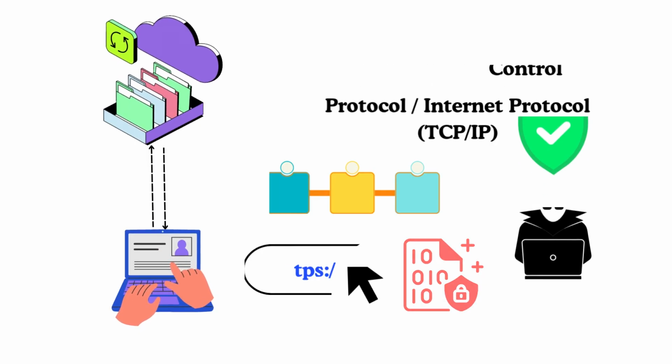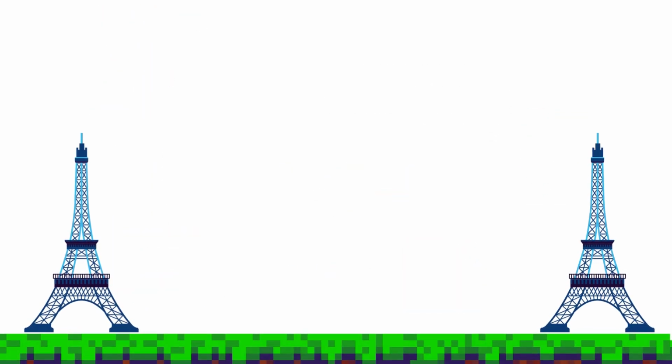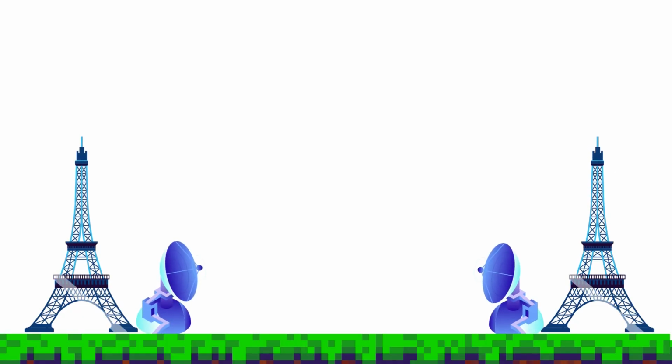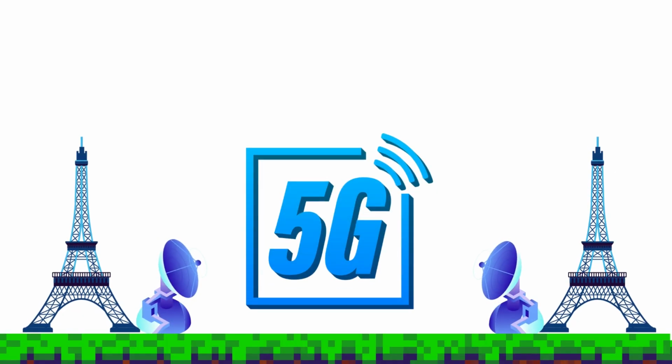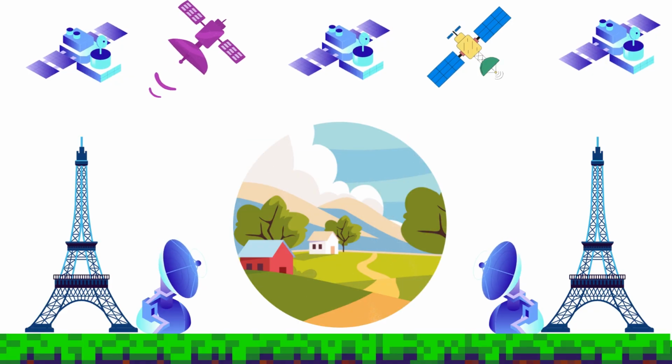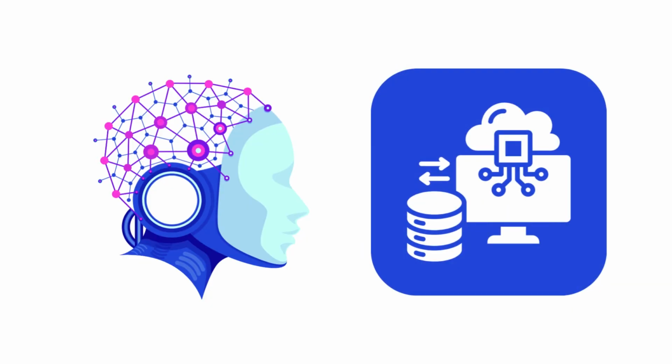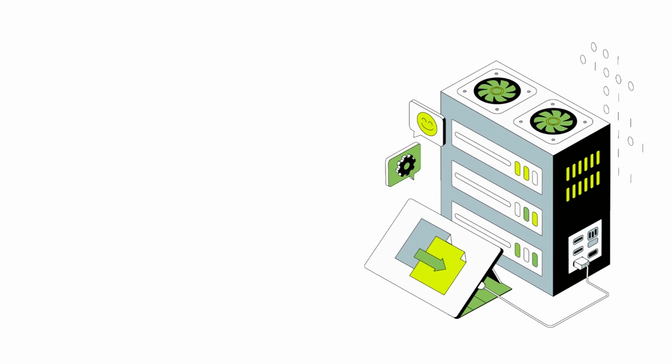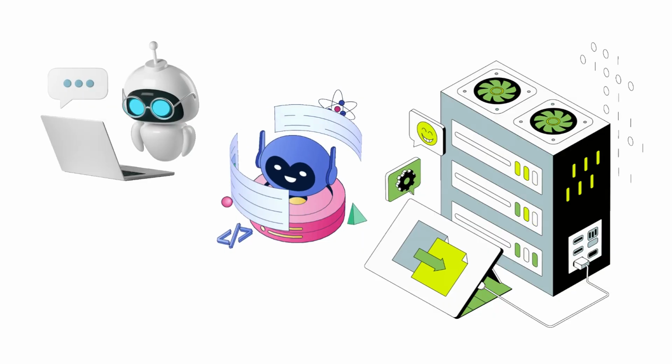In the future, the internet is going to become even faster. Technologies like 5G and Starlink's low-orbit satellite networks are bringing connectivity to rural and remote areas. Artificial intelligence and edge computing are making the internet even smarter, where servers will process data closer to you for real-time performance.